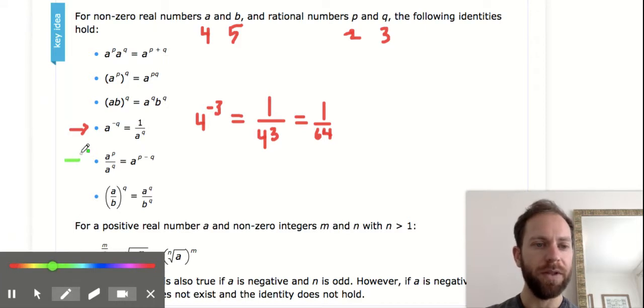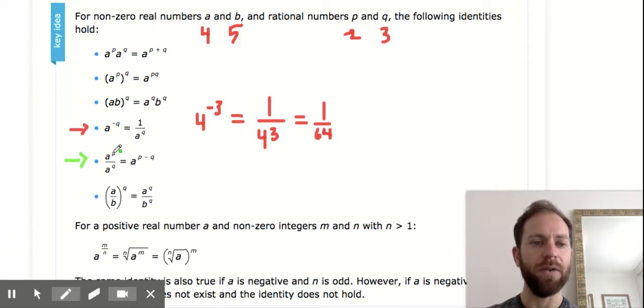Let's look at what this is saying. This is saying when you have two exponents and you're dividing them, it's really like you're subtracting them, right? When we were multiplying our exponents, it's like we were adding them here. And similarly, when we're dividing our exponents, it's like we're subtracting them. Let's show what this looks like with a real example.